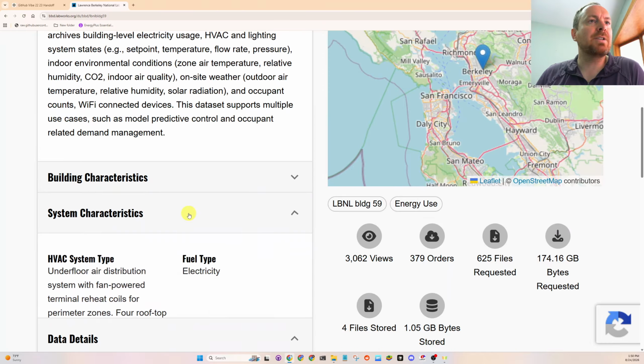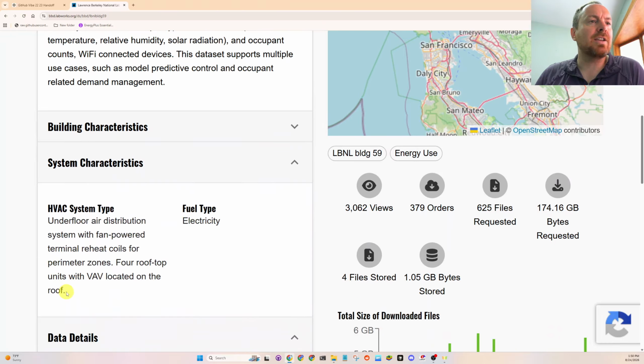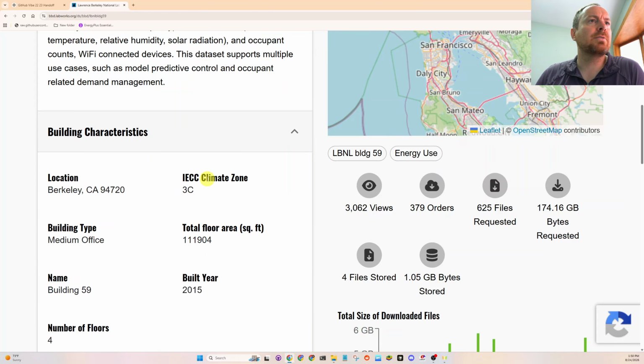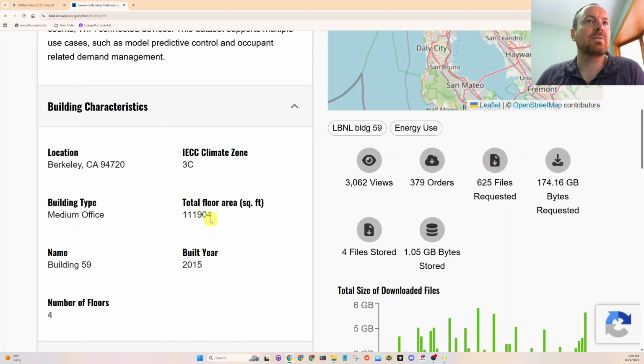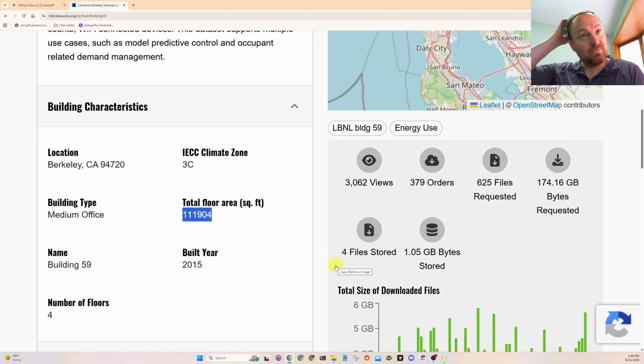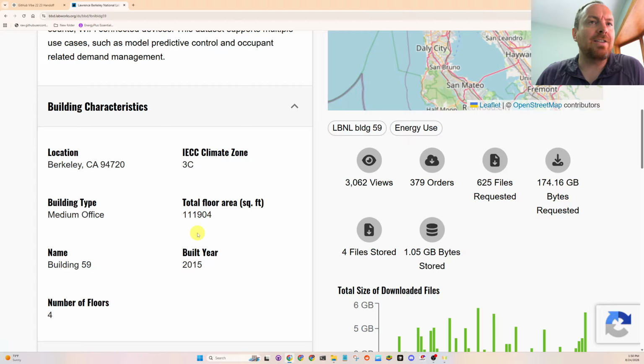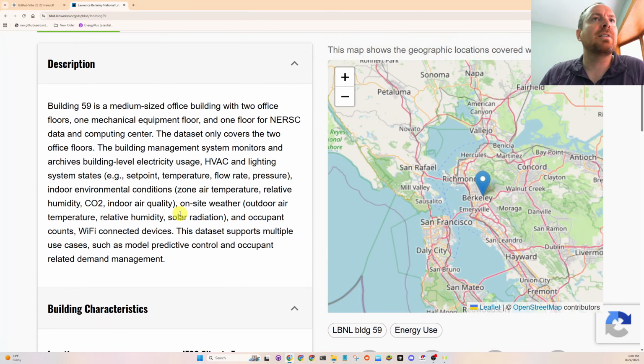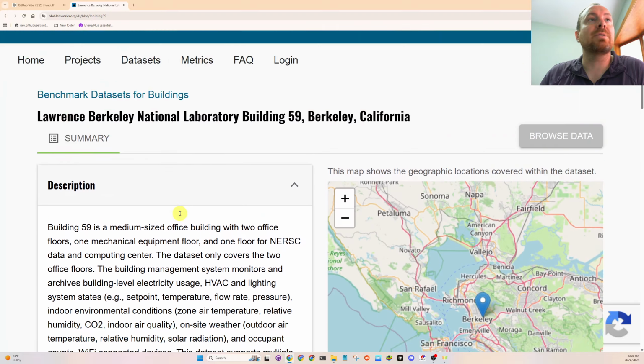So I don't know, maybe this building they've already done. Okay, so it's 4 rooftop units with VAV boxes. Nice to know. Berkeley, California, 100,000 square foot plus, built in 2015. So that's a large size office. I thought anything over 100,000 square foot would be more of a large office, but guess not. So this will be fun to play around with.